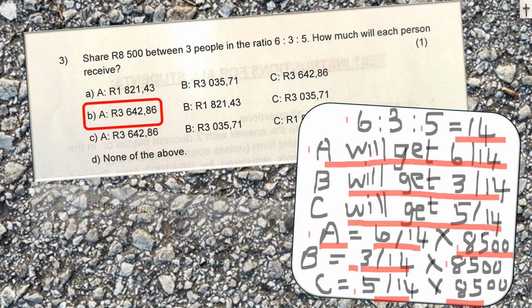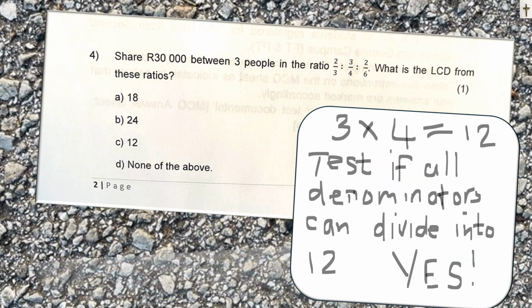Right, let's move on. Number 4. Share 30,000 between 3 people in the ratio 2/3, 3/4, and 2/6. What is the lowest common denominator from these ratios?